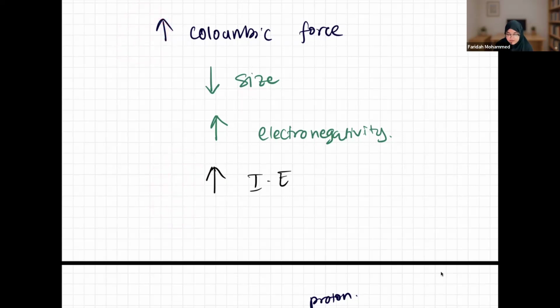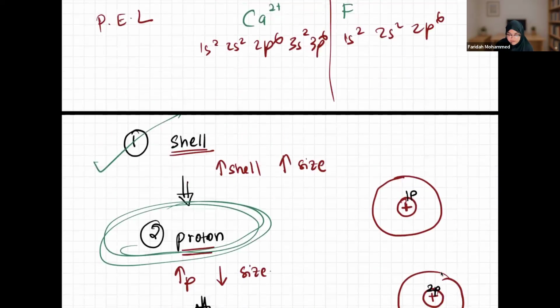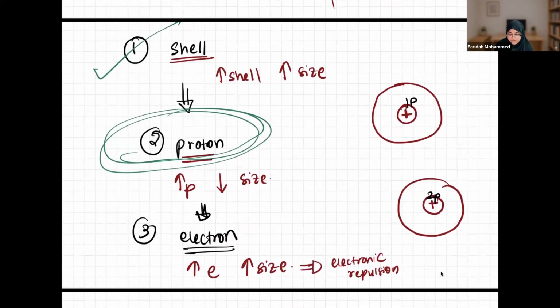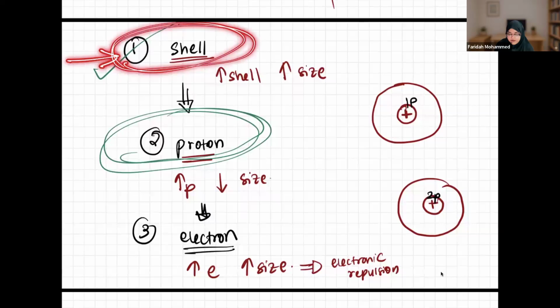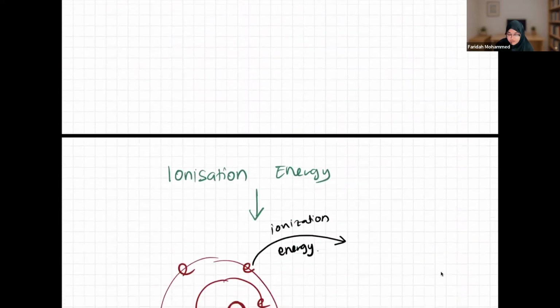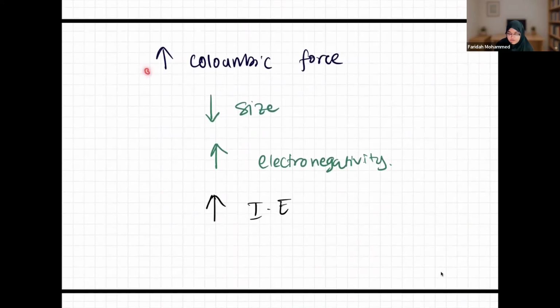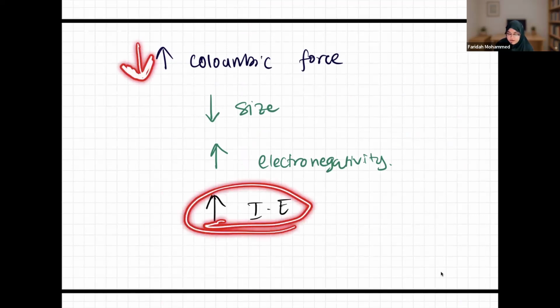Okay, let's go back. What did we say? First, you look at the periodic table. Between magnesium and calcium, what do you compare first? This is how you compare: first, you compare the shell. Calcium has more shells compared to magnesium. More shells means the Coulombic attraction will be lower, because the radius is larger. So the ionization energy would go low.